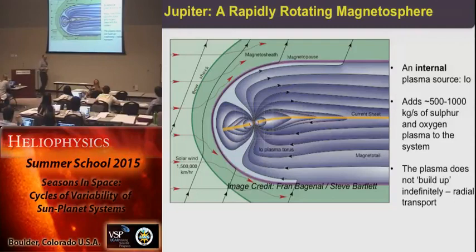Okay, so as I mentioned, the key internal driver at Jupiter is Io, the volcanic moon. It's an internal source of plasma. It adds something like a ton a second of plasma to the system. That forms a torus of plasma near Io's orbit. But of course, that plasma can't build up indefinitely. It's got to go somewhere. So somehow, that plasma has got to move radially from the Io torus and form this enormous disk, and eventually get lost from the system somehow. You've got to keep cycling plasma through the system, otherwise it just builds up indefinitely.